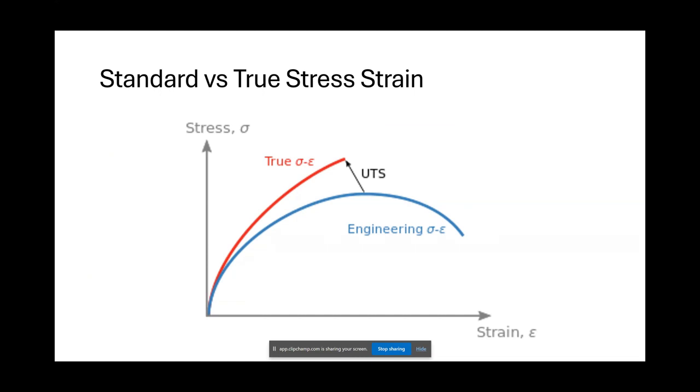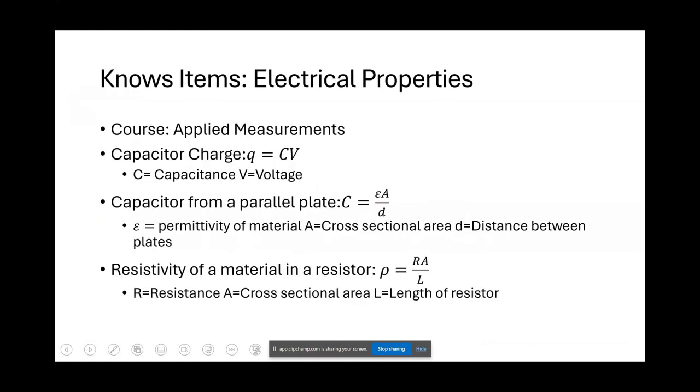From here, we can continue on to the other section we're a little more familiar with, which is the electrical properties section of the material section. I know a lot of this is familiar from the applied measurements course that we took. In terms of capacitor charge, that's just our capacitance times our voltage. For a capacitor from a parallel plate, the epsilon represents the permittivity of the material, so that would be provided in the question. Cross-sectional area would also be given in terms of dimensions, just multiplying it based on the shape. And the distance between the plates is something that would also have to be provided through the question.